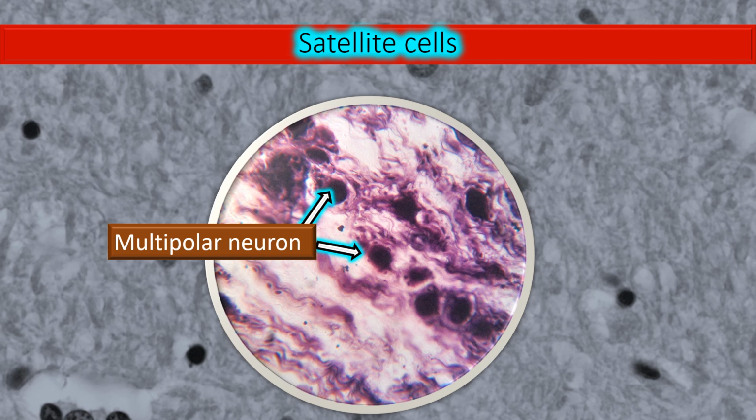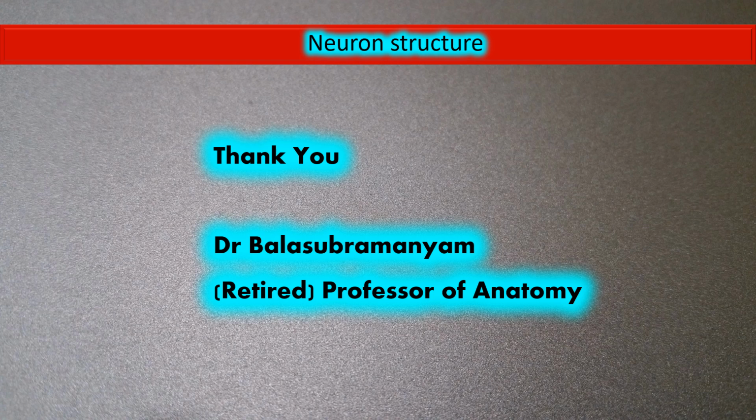You can see the large huge cells are the multipolar neurons, and those tiny cells in the immediate vicinity are the satellite cells. The function of satellite cells is more or less similar to that of the astrocytes, with the difference that the astrocytes are present in the central nervous system and these cells are present in the peripheral nervous system. Now that was an overview of the glial cells of the nervous system.